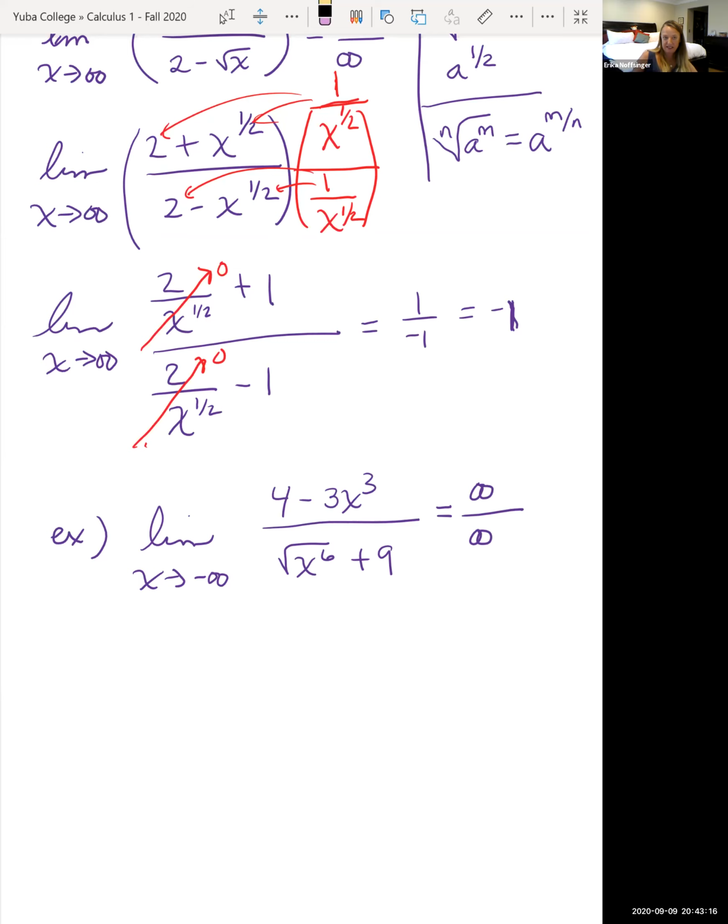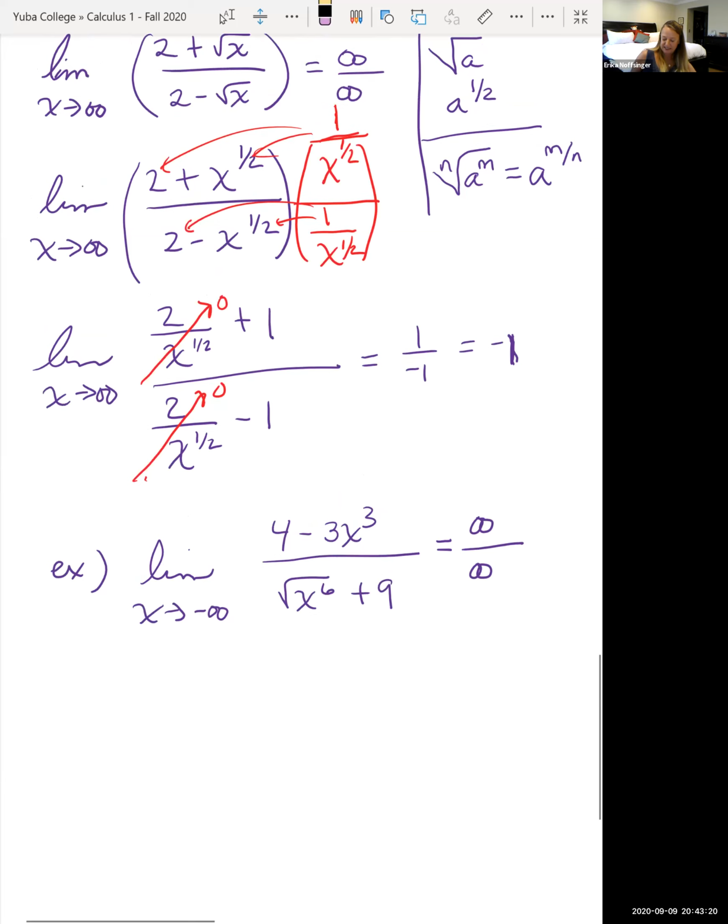So again, I have this indeterminate form and I need to start manipulating this so that I can get it to work. I also notice that I can simplify in this denominator: that square root of x to the 6 actually reduces down to x cubed. So let's just rewrite it like that. So I have 4 minus 3x cubed all over x cubed plus 9.